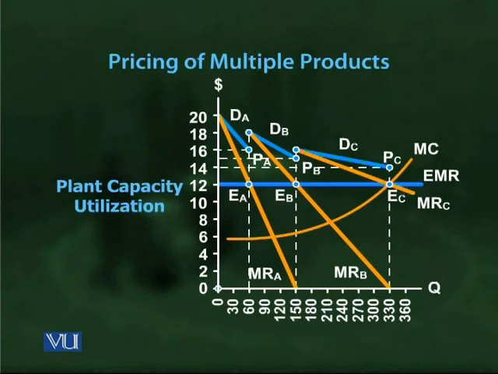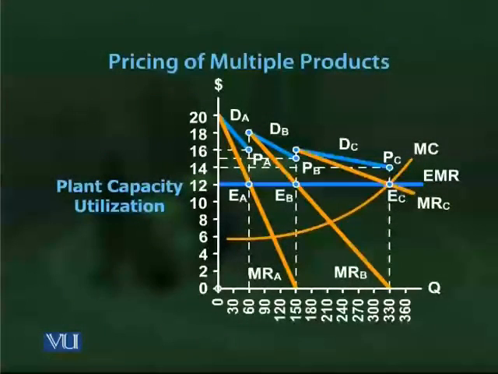We can find the number of units produced of product C by looking at the horizontal distance EC minus EB, which is 330 minus 150, and that is equal to 180 units at a price of $14 per unit. So you might notice here that successively the demand curves become more and more elastic for different products.